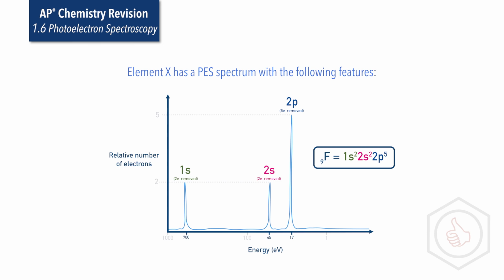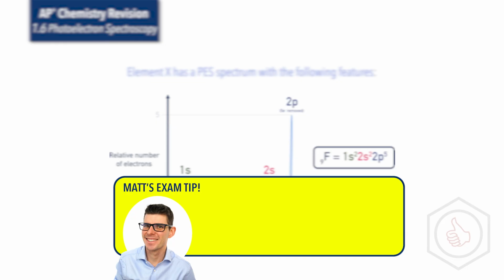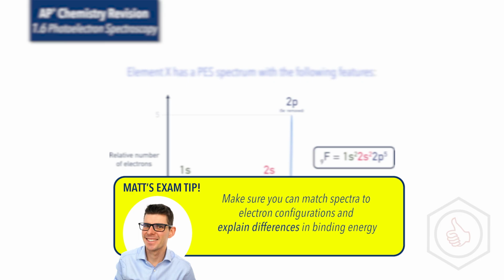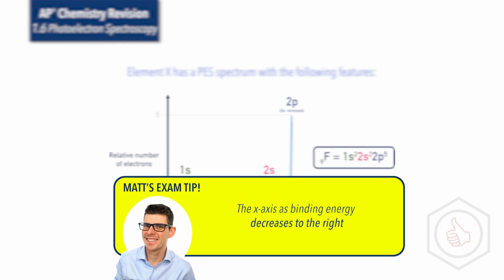element is fluorine. Exam tip here: in PES questions, be ready to match spectra to electron configurations or explain differences in binding energy. Focus on how close electrons are to the nucleus and how many occupy each subshell. Also remember that the x-axis is binding energy, it decreases to the right.